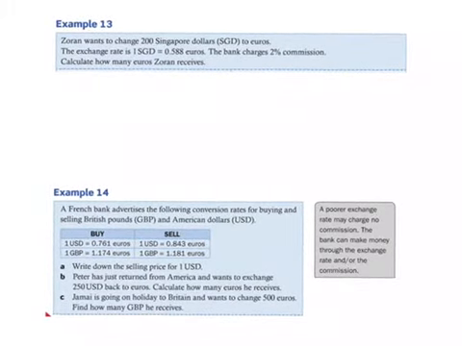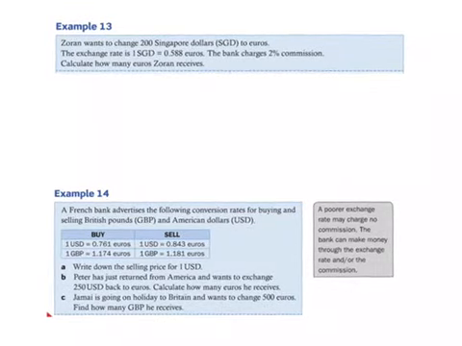Zoran wants to change 200 Singapore dollars into euros. The exchange rate is 1 Singapore dollar equals 0.588 euros. The bank charges 2% commission. Calculate how many euros Zoran receives. Now the reason this one's different is because we've got the 2% commission. The way to approach this is to do the 2% commission first. So we just need to work out 2% of 200.